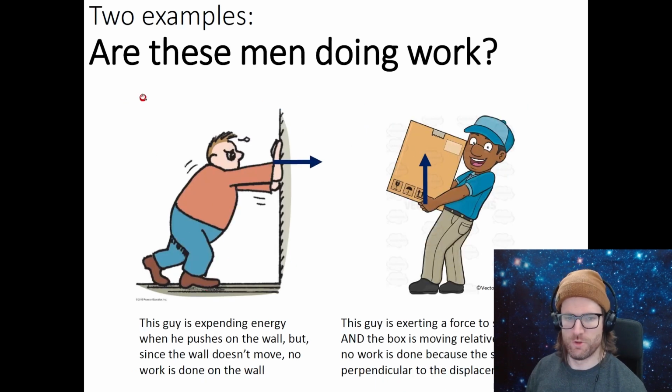All right, two examples. Are these people doing work? This guy is pushing on the wall here, but the wall isn't moving. That's no work. This guy is holding a box stationary. So he's definitely got a force on the box, but there's no distance moved. So work is 0.